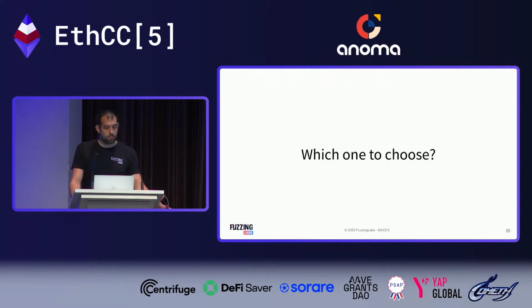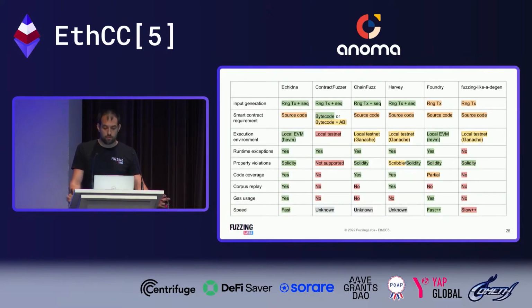So the main question: which one to choose? That's the global summary. Of course, you can see that some of them are really green, and that's nice, especially Echidna, Harvey, and Foundry, which are, for me, the key contestants. In terms of speed, we can see that Echidna and Foundry are really fast. For Harvey, okay, I don't know.